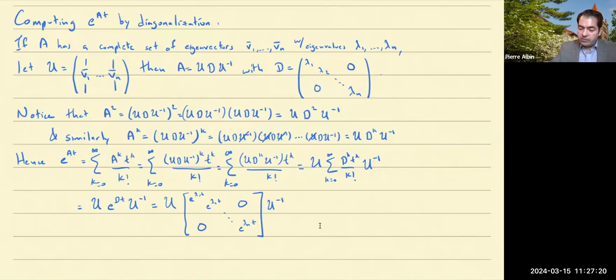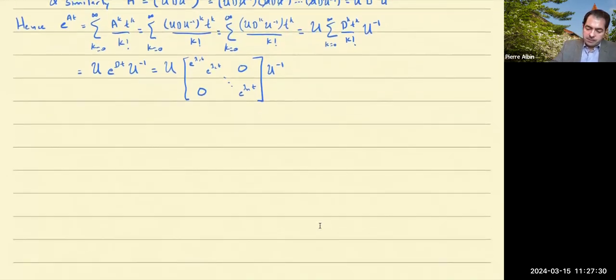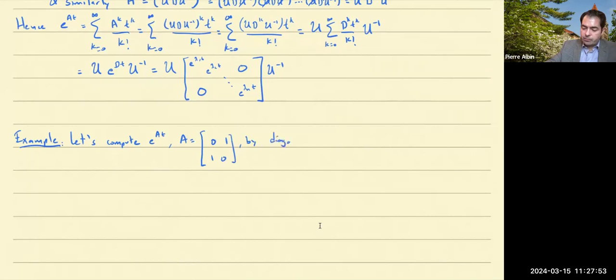Okay, so this is excellent. If you can find a complete set of eigenvectors, then you can find the exponential of the matrix. Let's do an example. Let's compute e to the At when A is 0, 1, 1, 0, by diagonalization. We've already computed this exponential, but we did it by summing the series. Now let's do it by finding a complete set of eigenvectors and diagonalizing A.